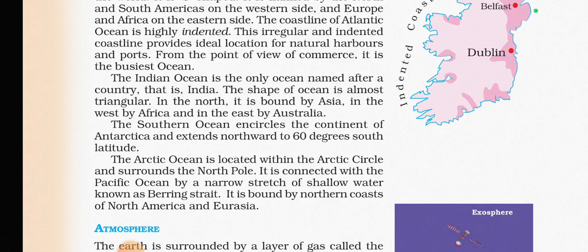And now moving ahead to the Arctic Ocean. The Arctic Ocean is located within the Arctic Circle, in the north, and surrounds the North Pole. It is connected with the Pacific Ocean by a narrow stretch of shallow water known as the Bering Strait. Here you can see America and Eurasia, connected by this Bering Strait.